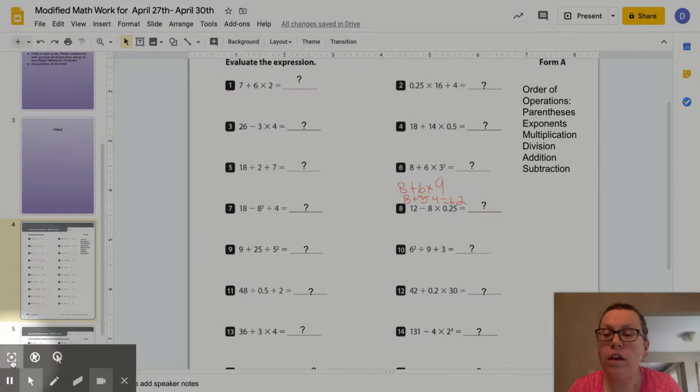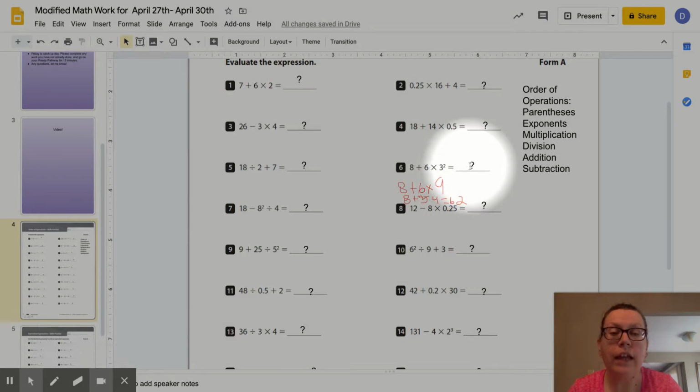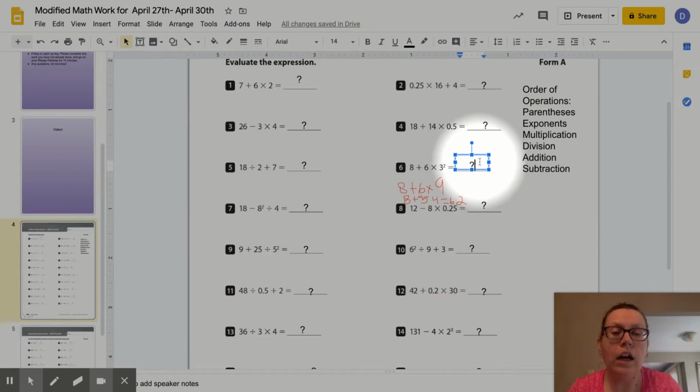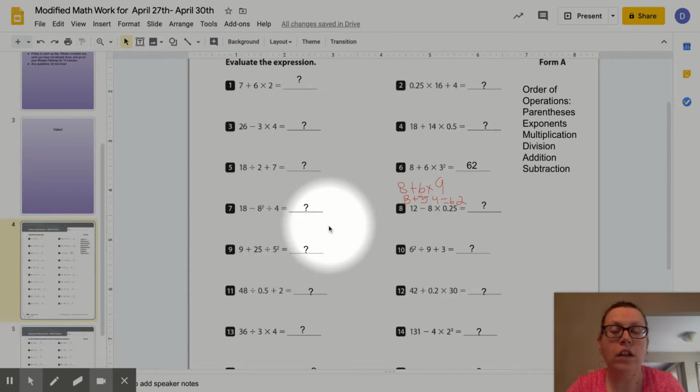And when you do these, guys, be sure to click on the question mark, and then a little text box pops up, and you can delete the question mark, and then you would type your final answer of 62 on the line, close it out, and that's how you fill in the blanks on these worksheets.